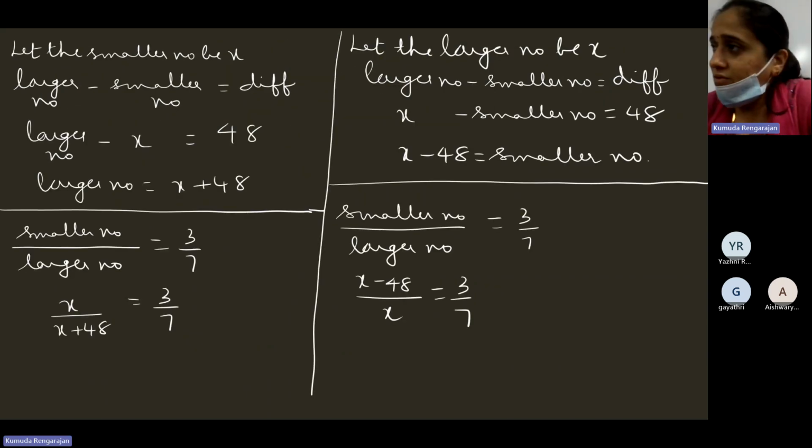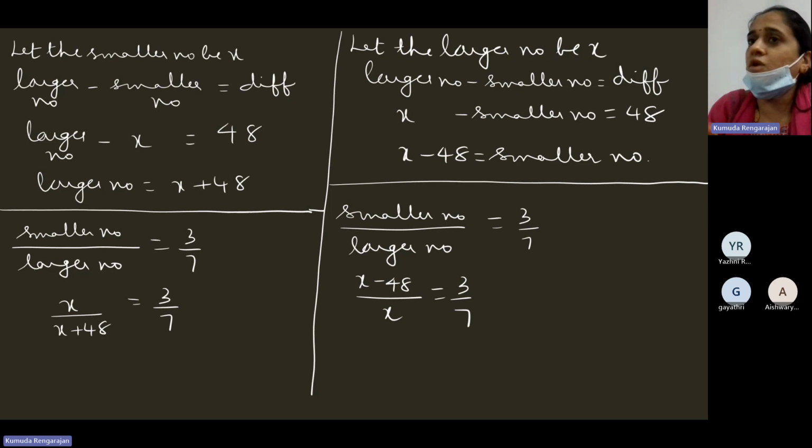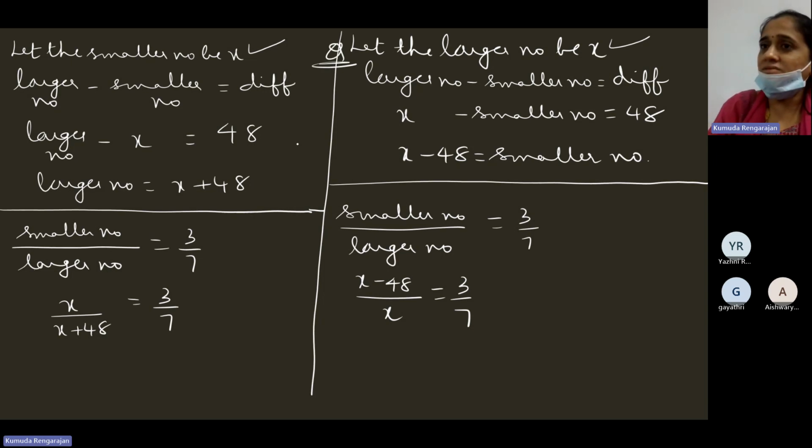So how do you use this information, the difference is 48, to assume the two numbers? You can either call the smaller number as x or the larger number as x. If you call the smaller number as x, what is the expression for the larger number? Is it 48 minus x? Is it x minus 48 or x plus 48?